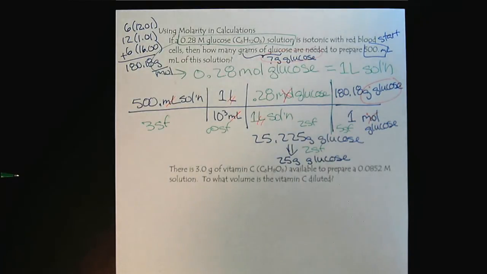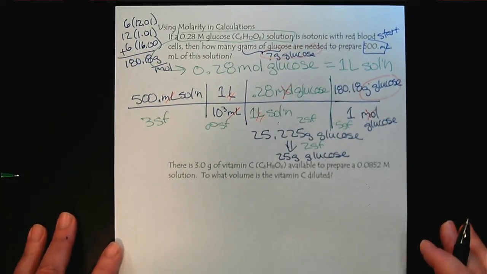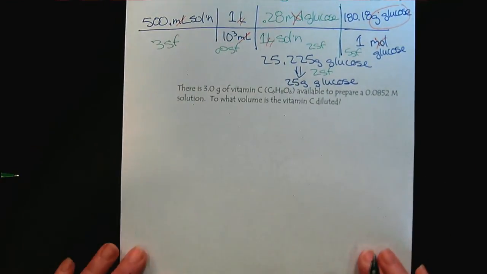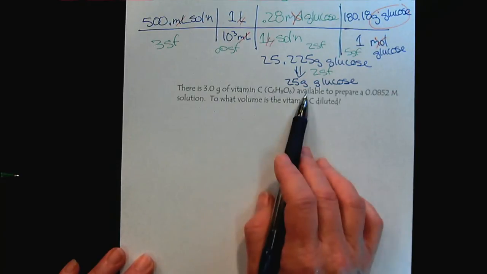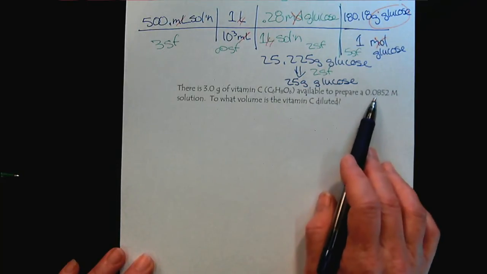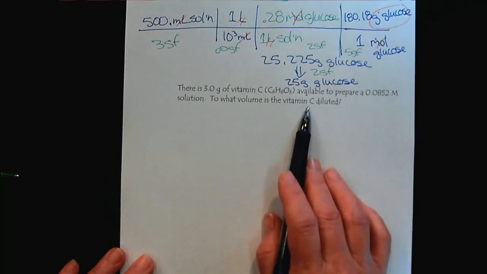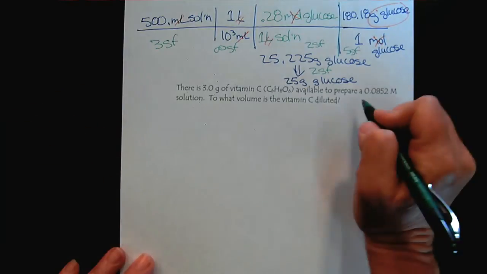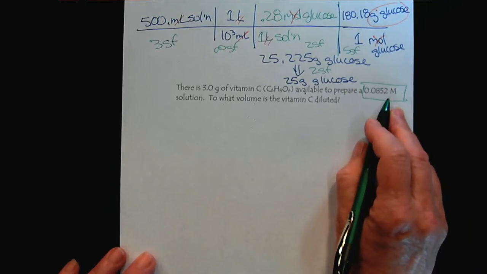All right, one last practice using molarity in calculations. Okay, in this question, there are 3 grams of vitamin C available to prepare a 0.0852 molar solution. To what volume is the vitamin C diluted? All right, so this was a slightly different question. Let's focus on molarity. This is the concentration we want to prepare.